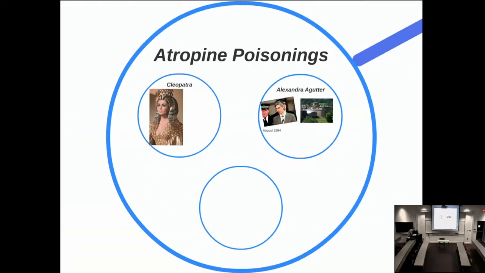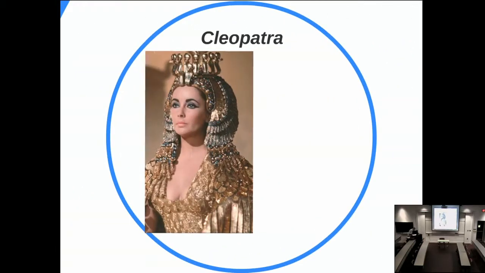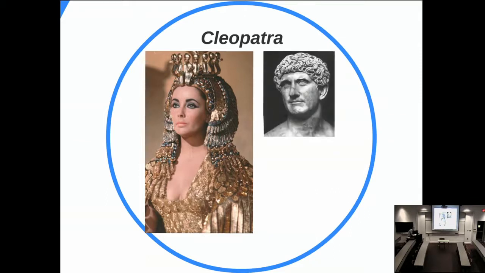So some atropine poisonings. First one would be Cleopatra. So Cleopatra, of course, famous woman from the Egyptian Empire. Very, very beautiful, so reports go. Had dalliances both with Julius Caesar as well as Mark Antony. So Mark Antony is shown there.